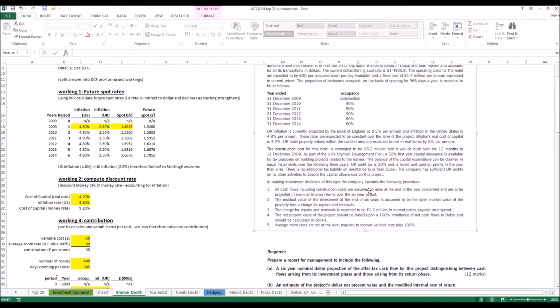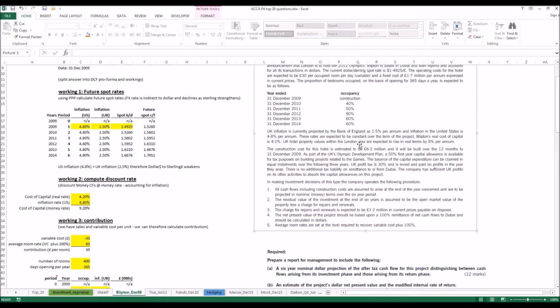In making the investment decision, the company operates the following procedure. All cash flows, including construction costs, are seen to arise at the end of year concerned and are to be projected in nominal money terms over the 6 years. The residual value of the investment at the end of 6 years is assumed to be open market value of the property, less charge for repairs and renewals.